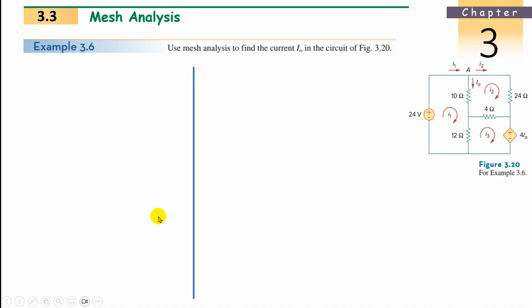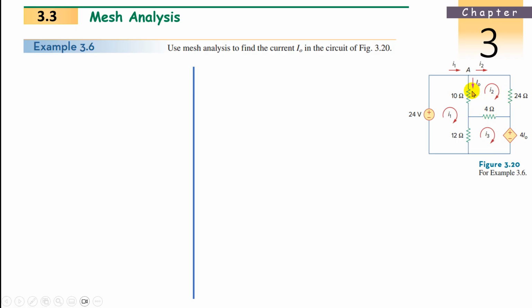Next, you have to go to the second loop. The second loop is I2. We can start from this 24, no problem. So 24 I2. Now here 4 times I2 minus I3. I2 is a reference. Now coming to the plus 10 times I1 minus I2.